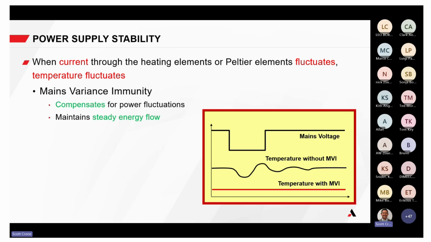So we isolated the power supply and provided what's called mains variance immunity. And mains variance immunity is throughout our entire product line of blocks, and it compensates for those power fluctuations. So it maintains a steady energy flow to the dry block calibrator. It keeps that temperature stable, and once you achieve stability, it's going to be able to maintain it.